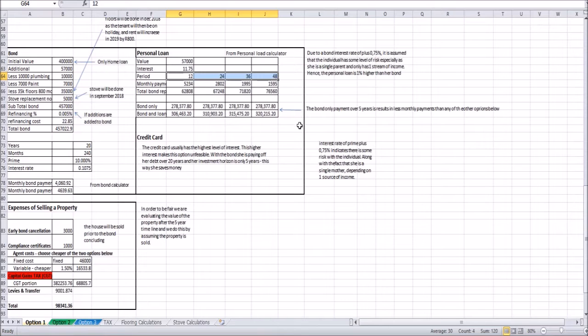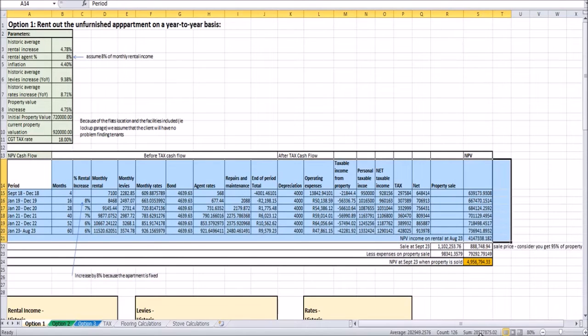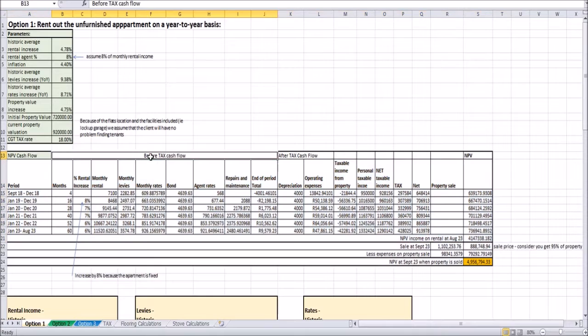So for option 1, if we can focus on our cash flow here, we first calculate the before tax cash flow, and after that we will calculate the after tax cash flow. Then we will look at the property sale as per the disclaimer discussed earlier, and then we will take everything back to present value at 4.75.